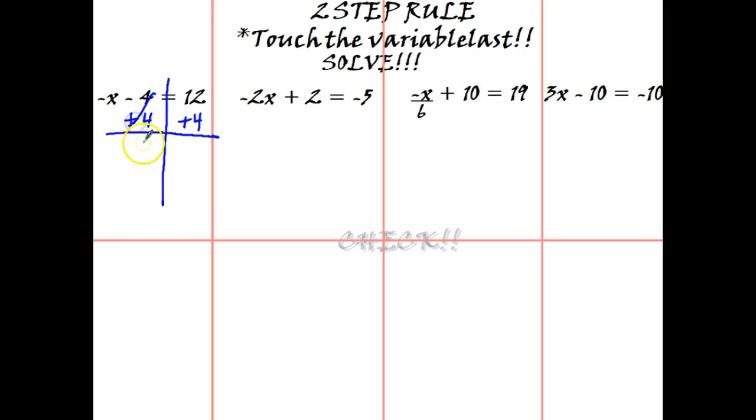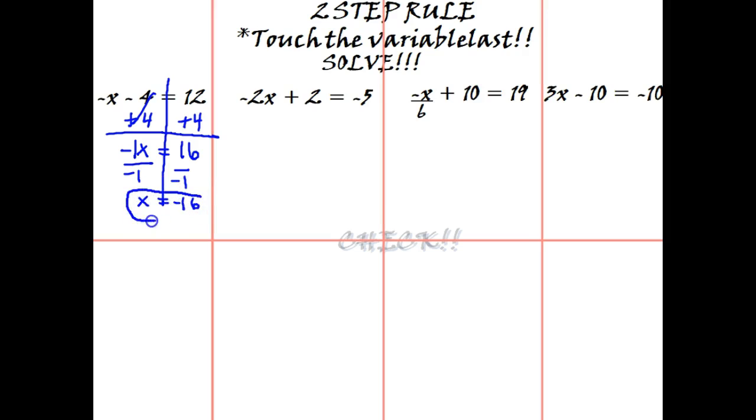This cancels out and we end up with negative x is equal to 16. I teach my kids, math competent people know that the coefficient, the number in front of this variable, is a 1. So we divide by negative 1, divide by negative 1, x is equal to negative 16.